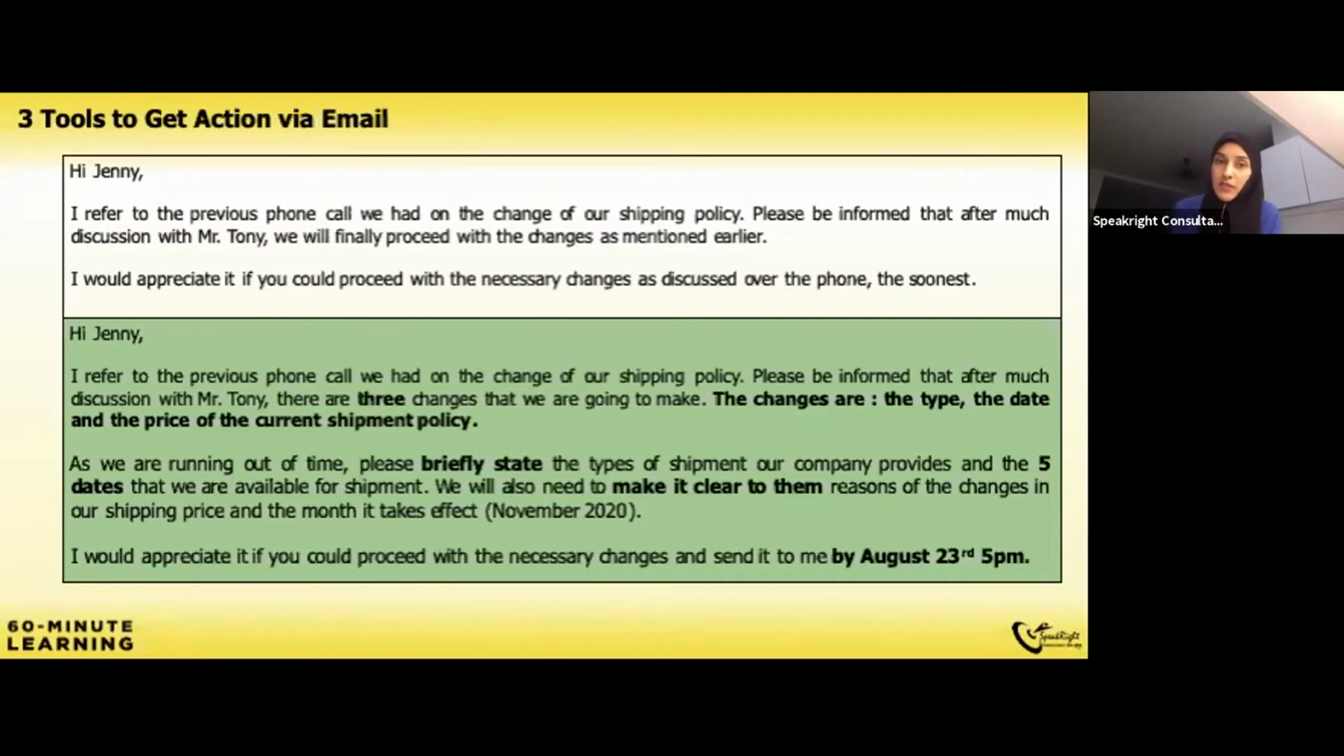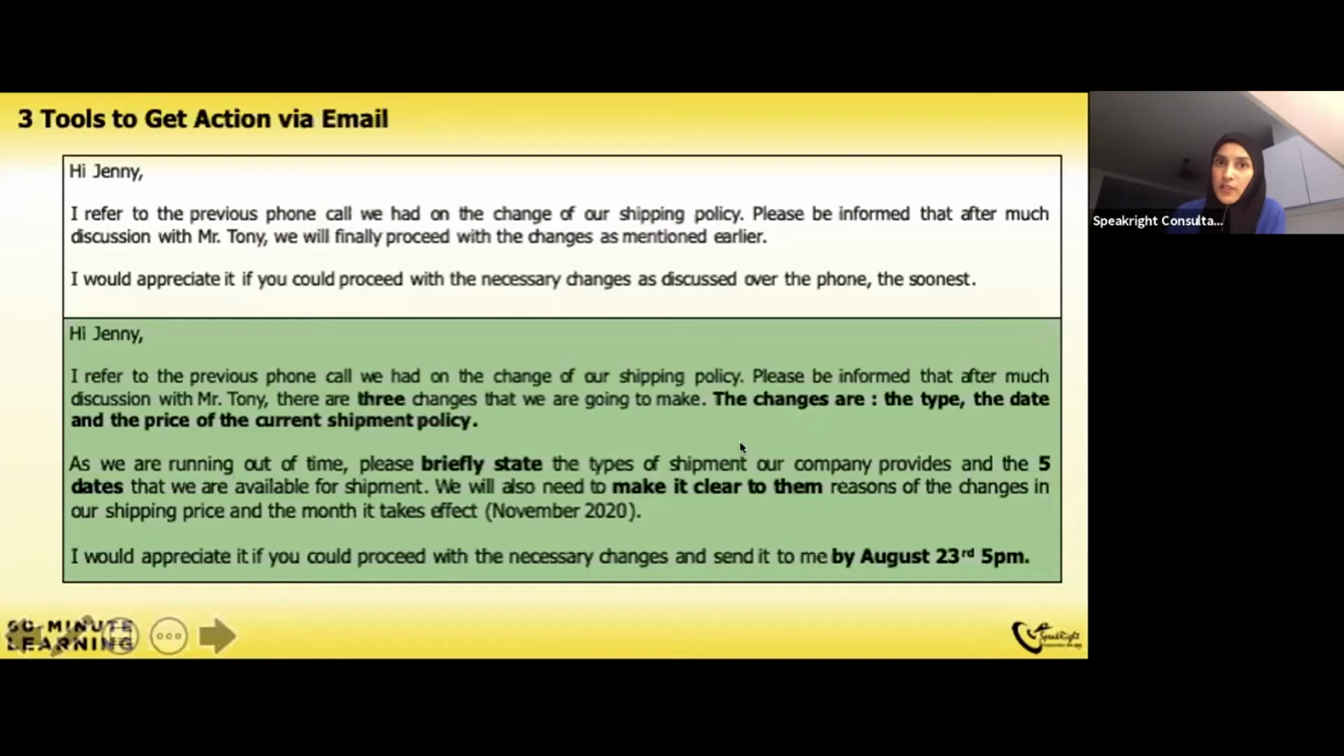We make it easy for the receiver first by giving all the needed information, avoiding vagueness. In this way, we will get the response within the time frame that we want, the response that we need, and most importantly, it will encourage the receiver to get back to us. Right.